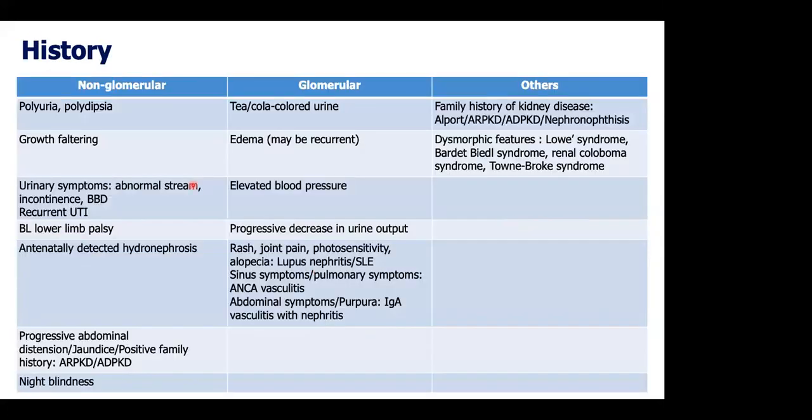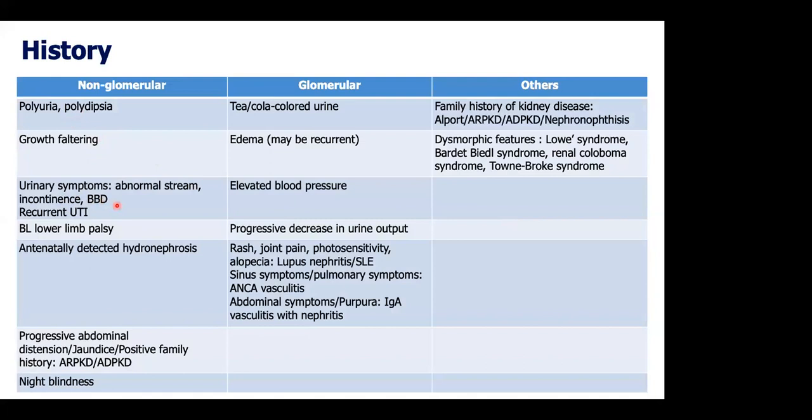The various causes of CKD can be identified with the help of history. Polyuria, polydipsia would mostly account for non-glomerular causes because of loss of concentration ability due to tubular damage in non-glomerular diseases, which is mostly the case. They would present with growth faltering, mostly short stature and decreased weight gain. Urinary symptoms, if we are suspecting, should be mostly because of the lower urinary tract.